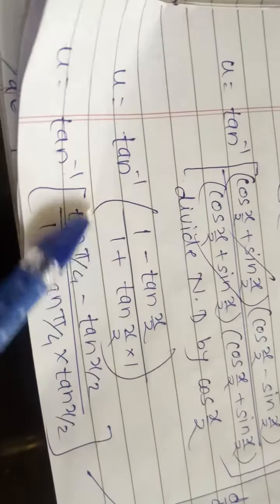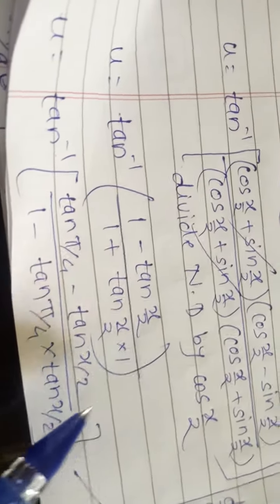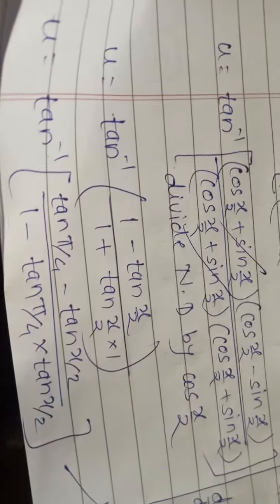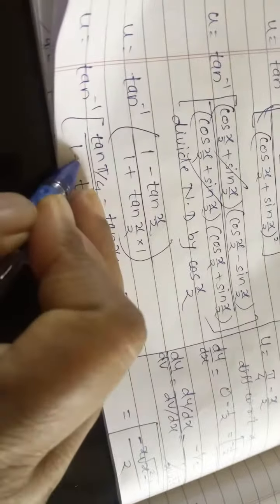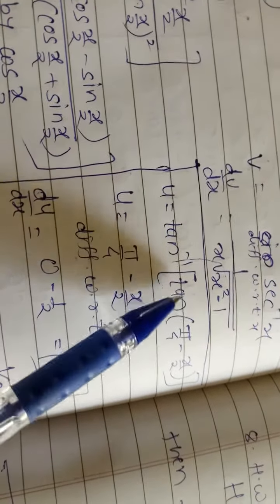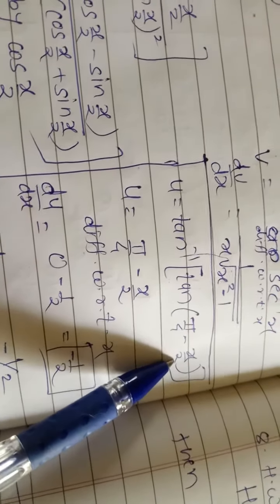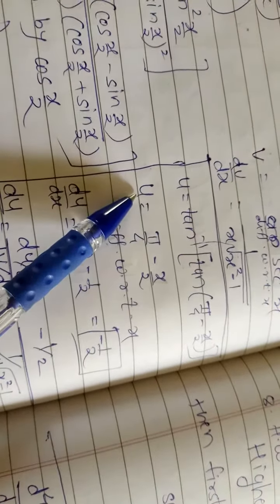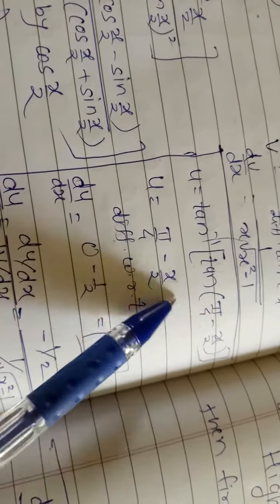So tan inverse in bracket tan pi by 4 minus tan x by 2, upon 1 plus tan pi by 4 into tan x by 2. यहाँ पे जो 1 है उसका वैल्यू मैंने पुट डाउन किया, that is tan pi by 4. So this is the formula of tan (a minus b). So हम यहाँ पे लिख सकते हैं that u is equal to tan inverse tan (pi by 4 minus x by 2), that is tan (a minus b). So tan inverse tan cancels, so the answer is u is equal to pi by 4 minus x by 2.